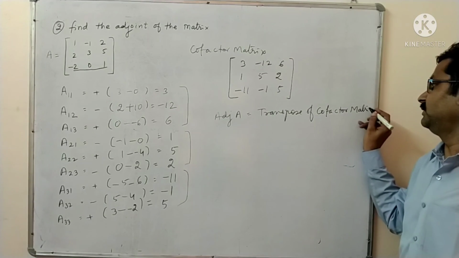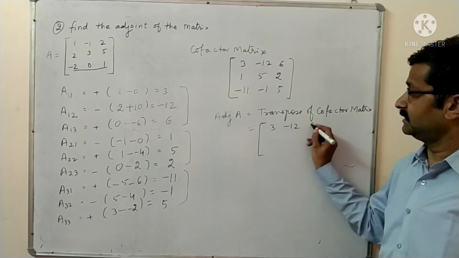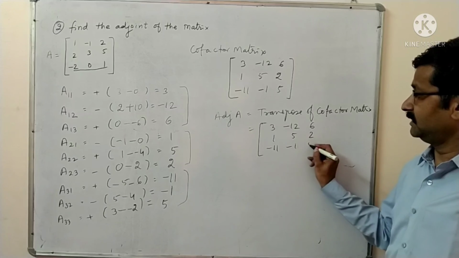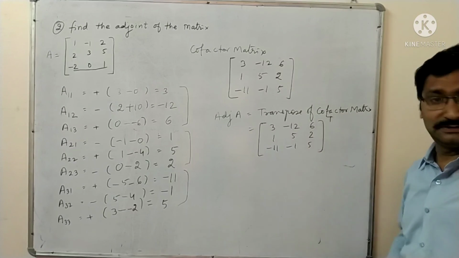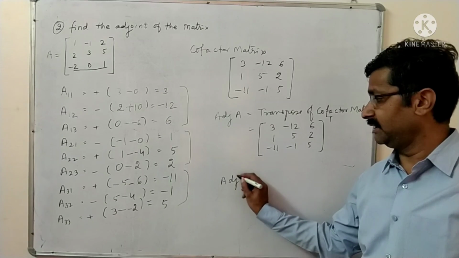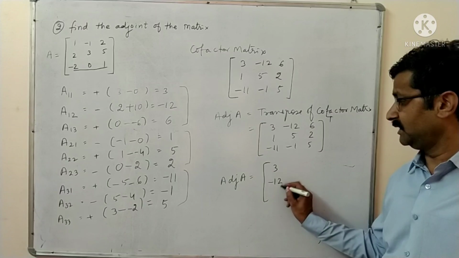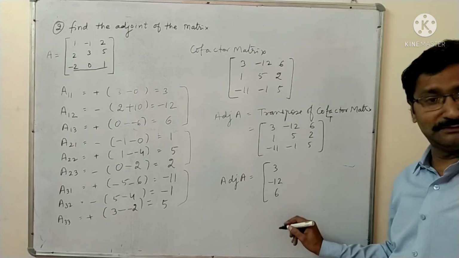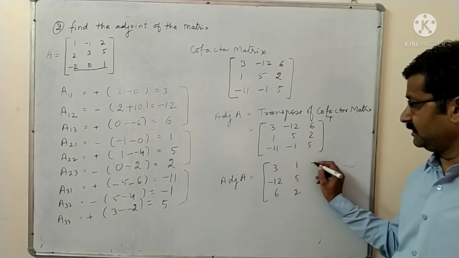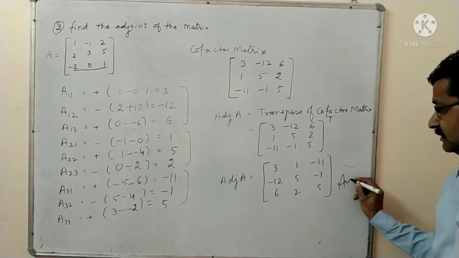Okay, so you will do the transpose of this cofactor matrix, 3 minus 12 and 6, 1 5 and 2, minus 11 minus 1 and 5. You do the transpose, and you will get your adjoint A. So adjoint A will be equal to 3 minus 12 and 6, this will be the first row; the first row changes into the first column, the second row changes into the second column, and the third row changes into the third column. All of you understand this? This is your answer.